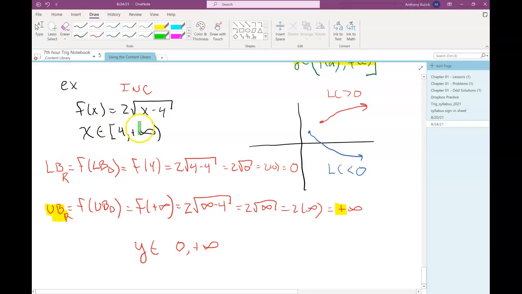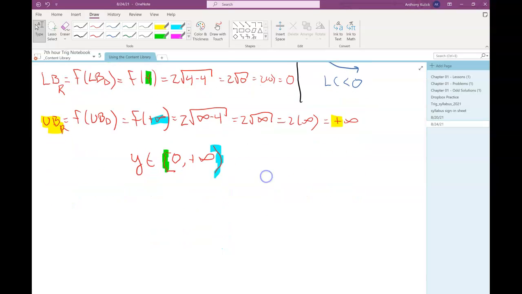And because we use the 4 here, and the 4 gets a bracket, and the 0 comes from plugging the 4 in, the 0 gets a bracket. Likewise, the infinity gets the parenthesis. Is that okay with everybody? Yes.